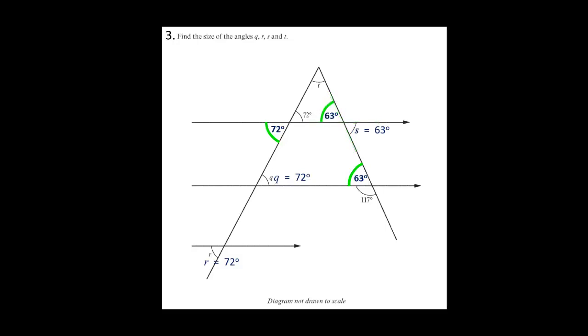Now let's have a look at the triangle there. We know angles in a triangle add up to 180. So 72 plus 63 is 135. 180 minus 135 is 45.